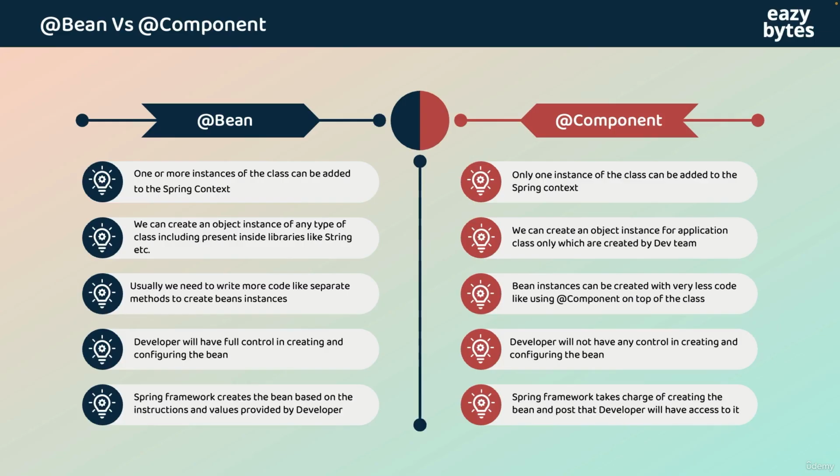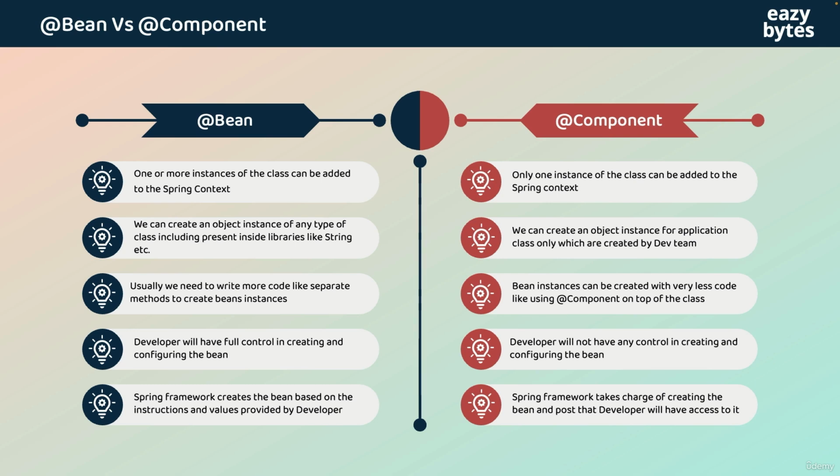And the second difference is when we are using @bean annotation, we should be able to create a bean of any data type or of any Java class, including the classes defined inside the Java library like string or integer. Whereas with the component approach, I can only create the beans for the classes that are defined by the developer or by the dev team, but not for the classes defined inside the Java library. Do you know the reason why? Because I cannot modify the source code provided by the Java library or any library.